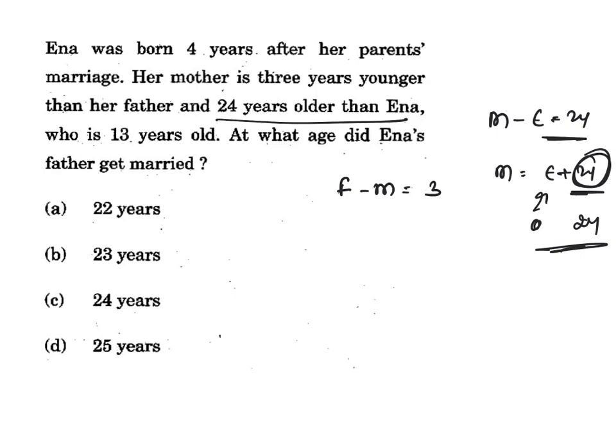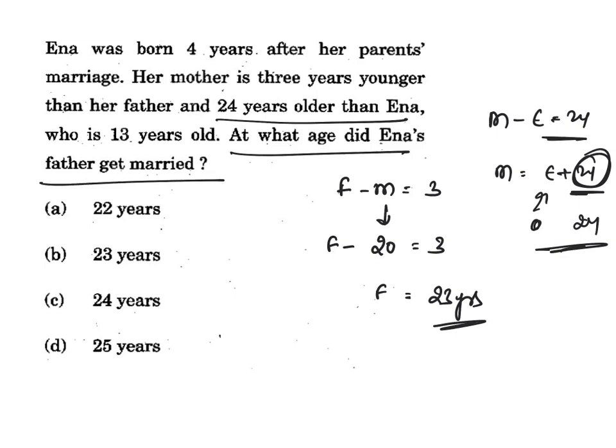So she was born after 4 years of their marriage. So at the time of marriage, mother's age was 20. At the time of marriage, mother's age is 20 and father minus mother is 3, so father's age is 23 years. So that's what he's asking you. At what age did Anna's father get married? So at 23 years, Anna's father got married.